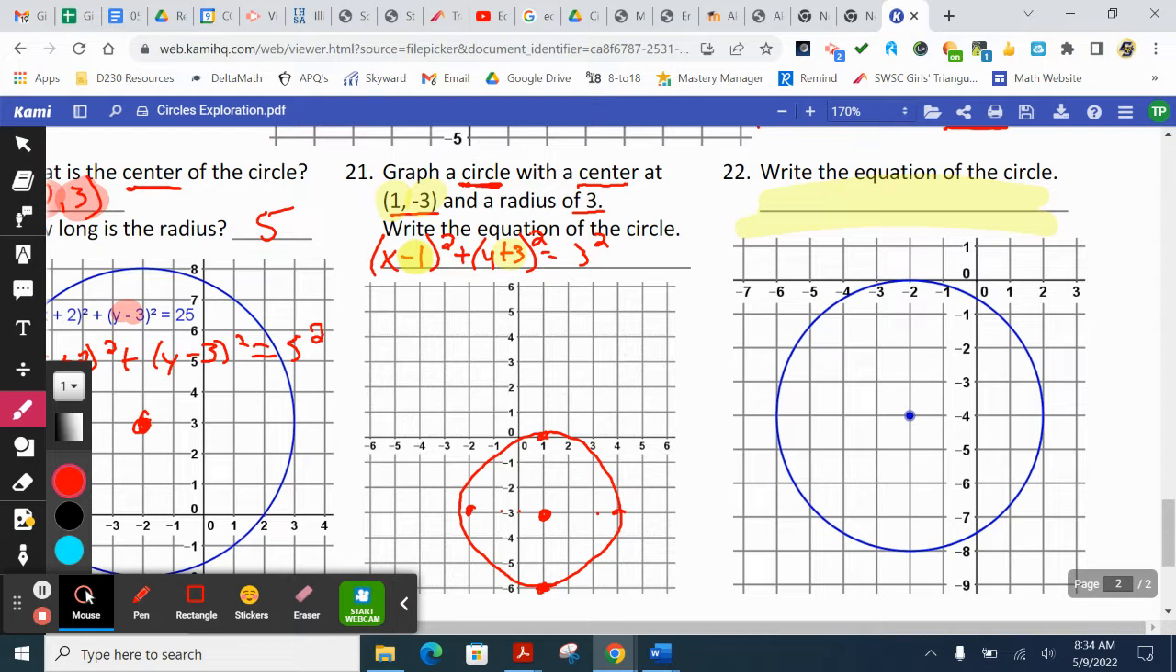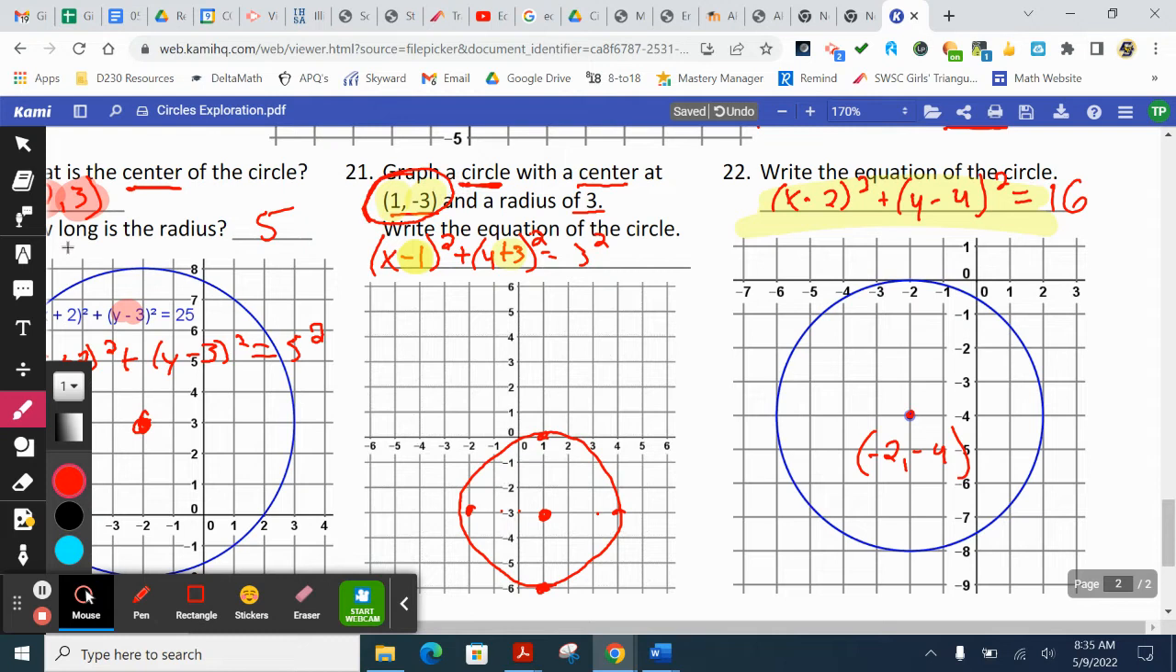Assad, what do you have? X minus 2 squared plus y minus 4 squared equals... Okay. We agree, disagree. I like a lot of that, Assad. What's the center, Assad? Give me the center. What point is that? Negative 2, negative 4. Good.